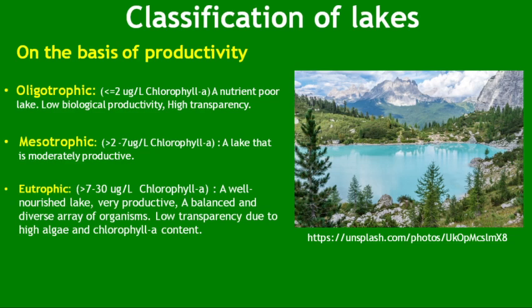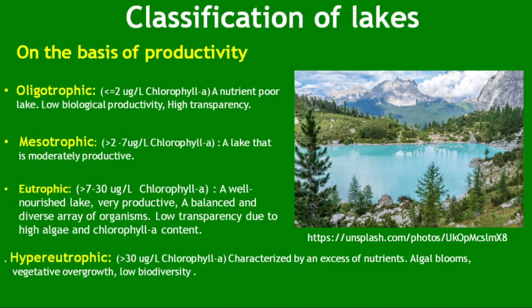So this is the third category. The fourth category of lakes is known as hypereutrophic lakes.